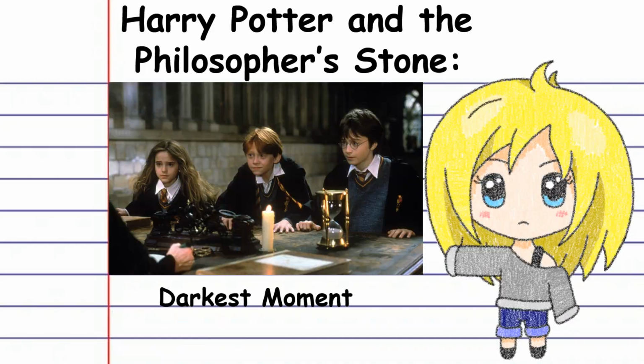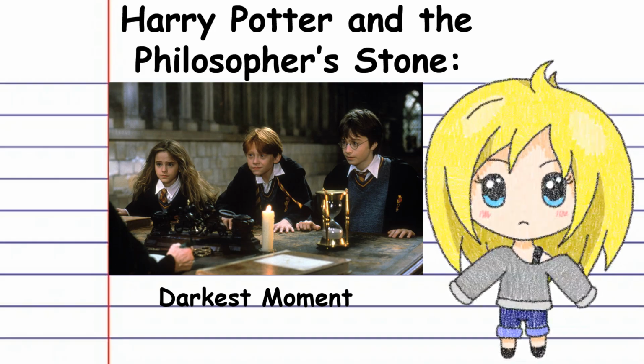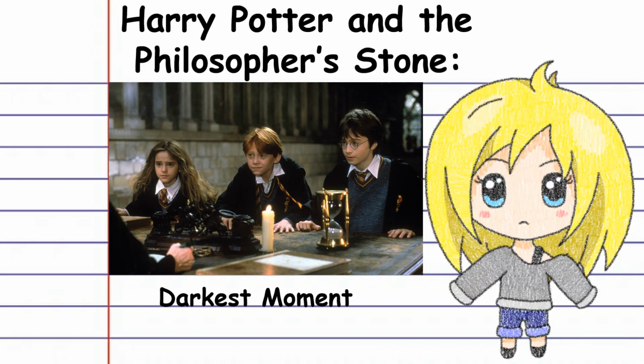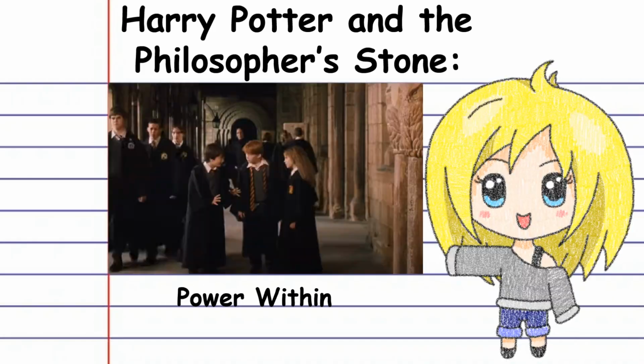Then comes the darkest moment. The children go to tell Dumbledore what they have discovered, but they find out that Dumbledore is gone. He has left Hogwarts on ministry business, and now there is no one to stop Voldemort from getting the stone. But our heroes find the power within.